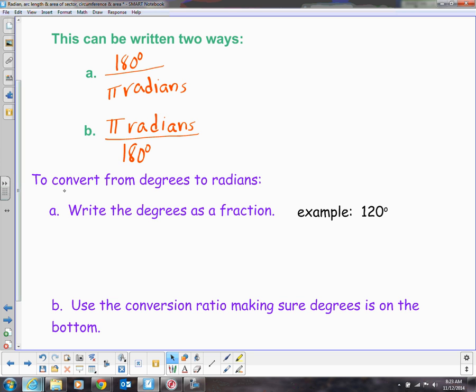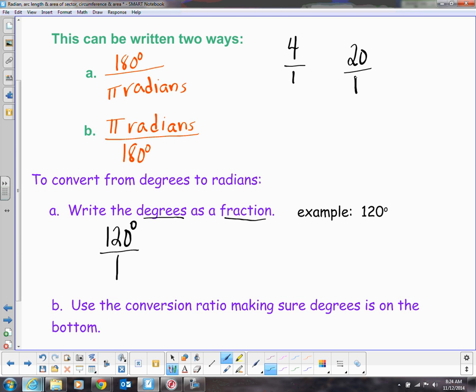So our first objective is to convert from degrees to radians. So notice I have 120 degrees. The first thing you're going to need to do is write these degrees as a fraction. So if I have 120 degrees with no denominator, what's the denominator understood to be? It's over 1. For example, if I have the number 4, it's understood to be 4 over 1, because 4 divided by 1 is 4. If I have 20, it's understood that that denominator is 1.